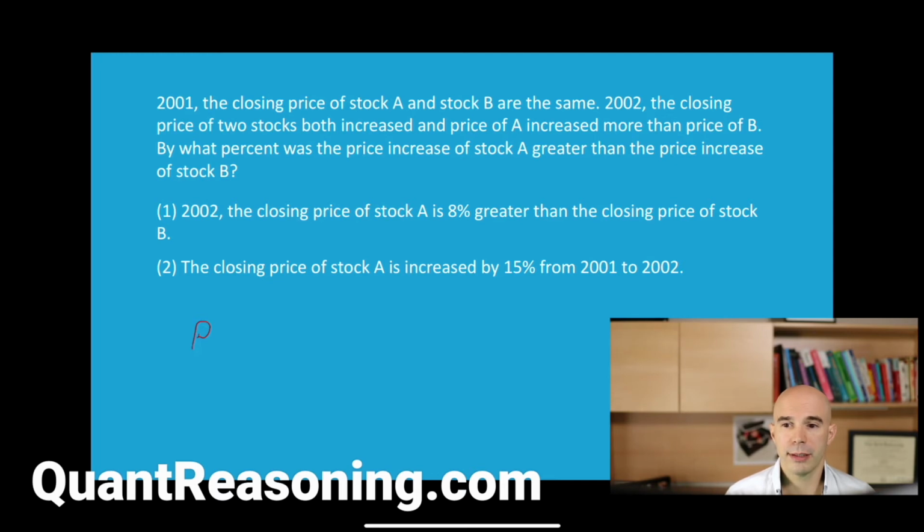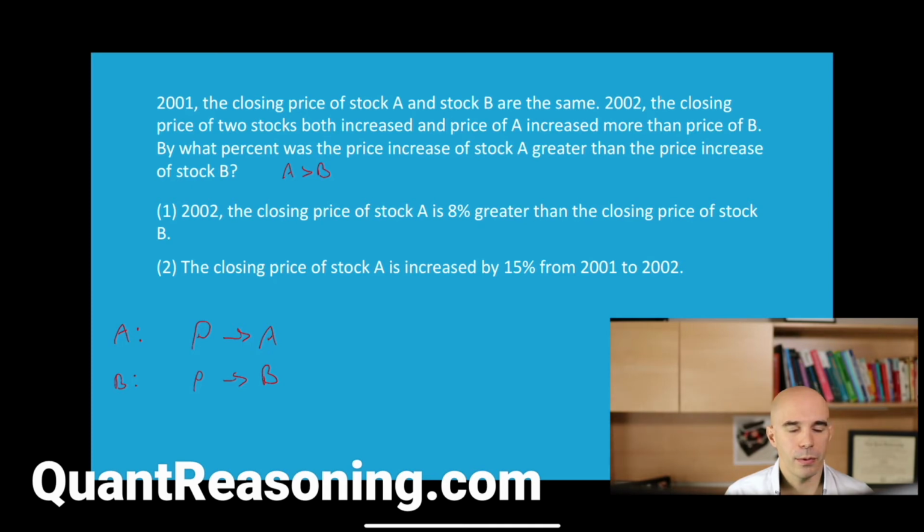Now they closed at different prices in 2002. So let's say that stock A closed at price A in 2002 and stock B closed at price B in 2002. And we know that A increased more than B, so A is greater than B. And stock A went from P to A, and stock B went from P to B. So far so good?